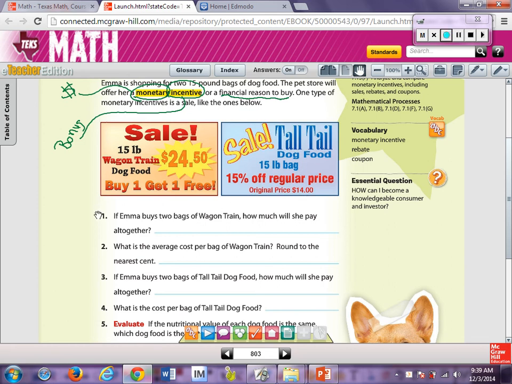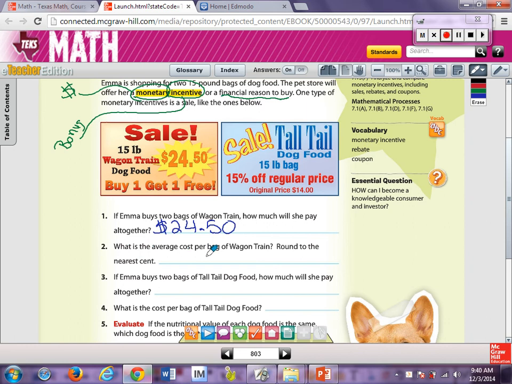So our first question asks us, if Emma buys 2 bags of wagon train dog food, how much will she pay altogether? Well, we know if we buy 1 bag, we get our second bag free. So all we have to pay for is the first initial bag, which is $24.50. So there's our first entry here. Because we get 2 bags for the price of 1, that's the special.